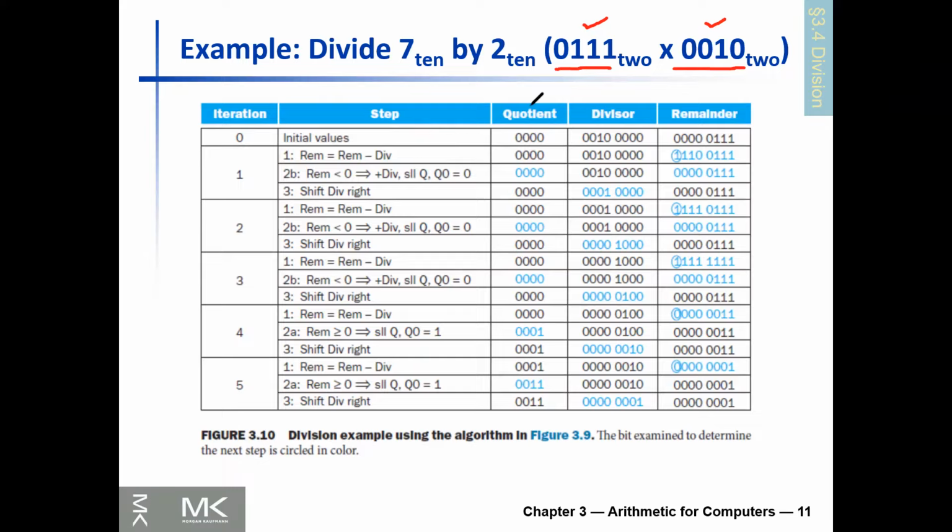Now see here, the initial step. Initially, the quotient is 0, 4 bits long. But who is the divisor? This is the divisor, right? 0010, which is 2. It is going to be placed like that. It is placed in the high 4 bits and the lower 4 bits will be as they are. The reason is that we are going to shift it towards the right.